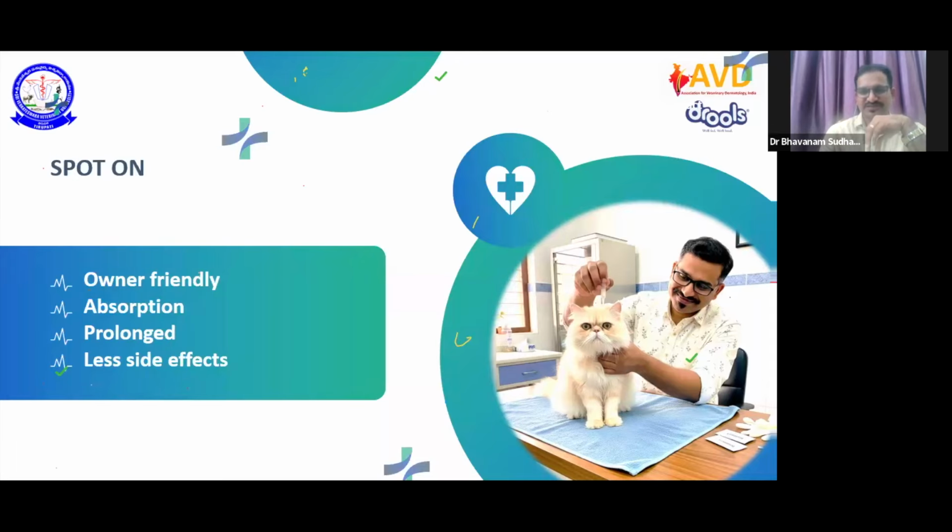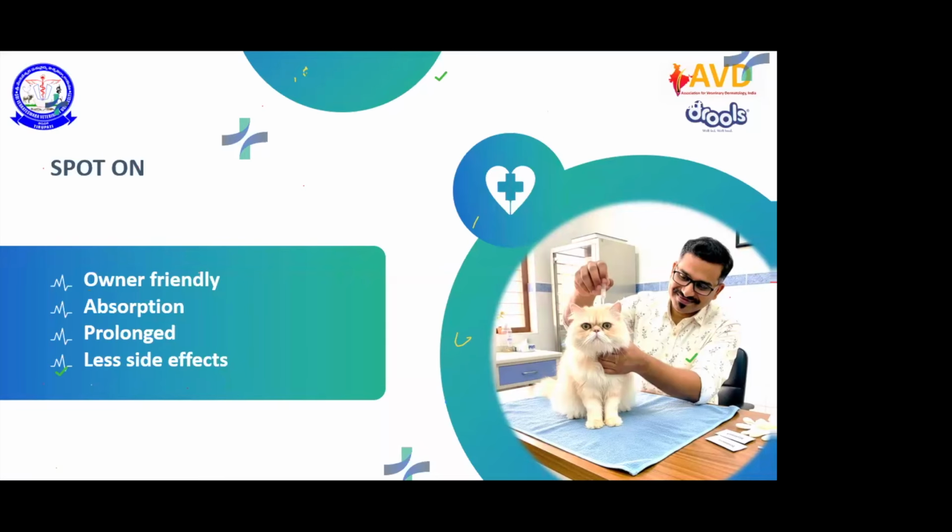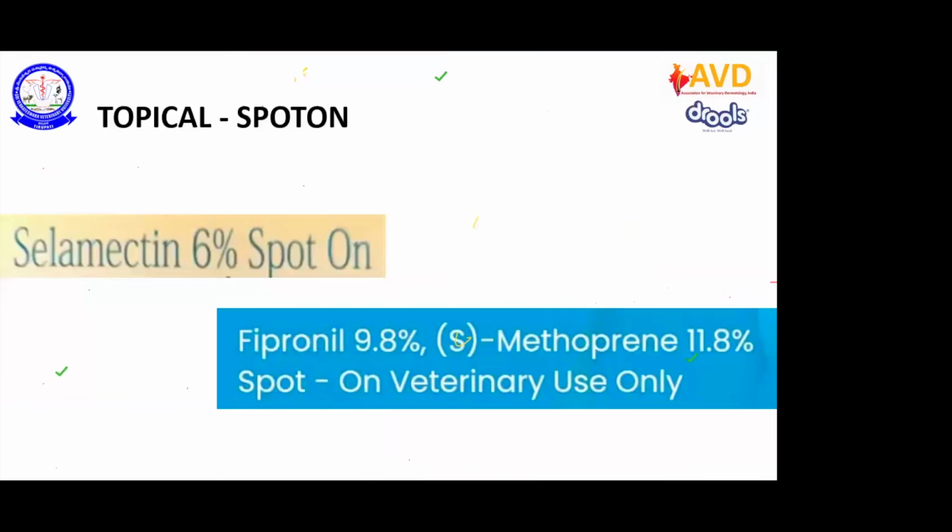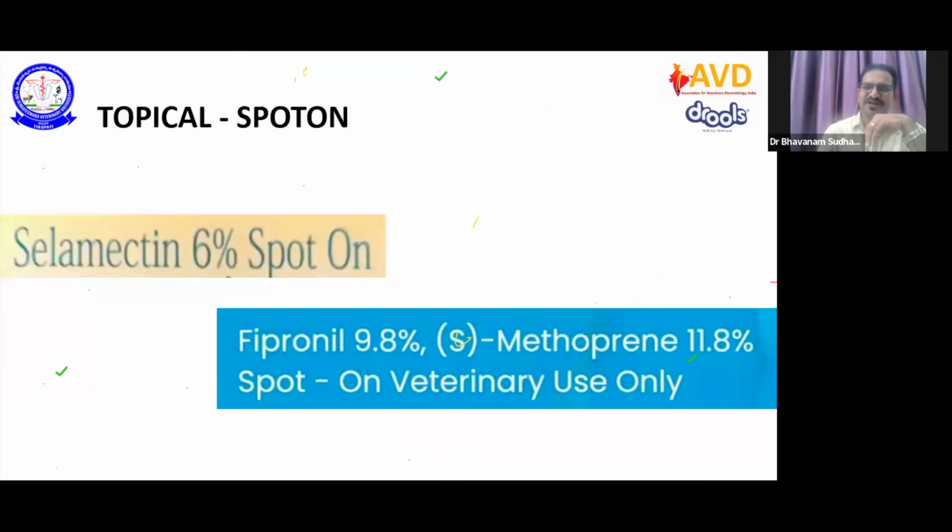Here, why do you need to choose the spot-ons? They are owner-friendly because owners can apply them themselves without any inhibitions. Absorption is good when you part the hairs. Prolonged action will be there and fewer side effects. But why do I use the words fewer side effects? Always, when you use it excessively at the same spot, you will have a localized allergic reaction. It's common. So what products are available in the market? Many products are there.